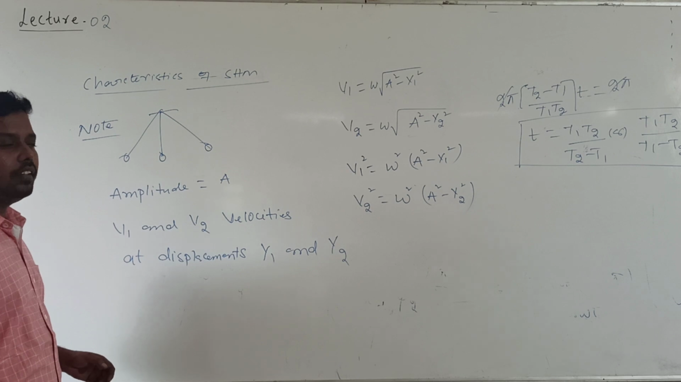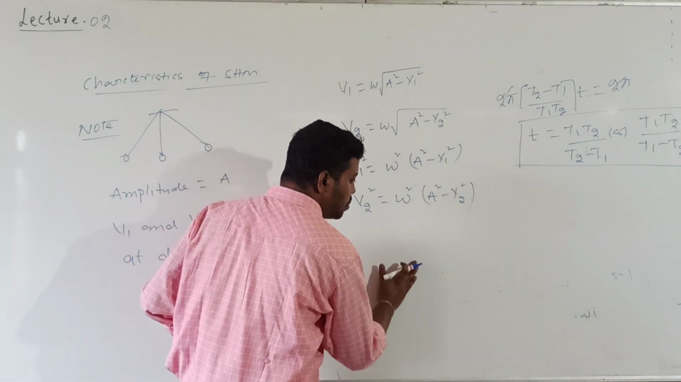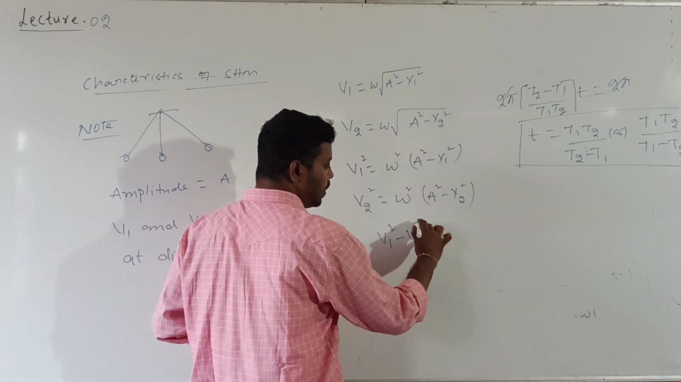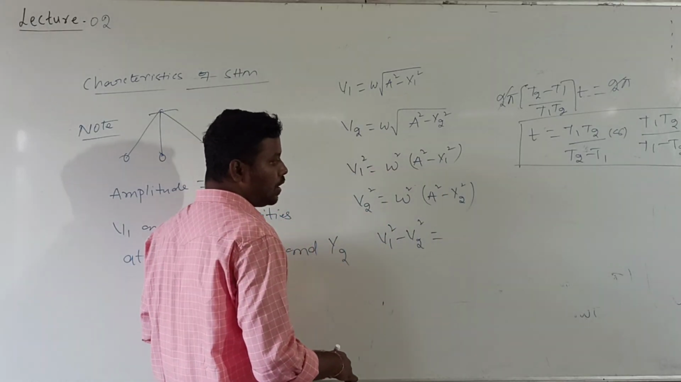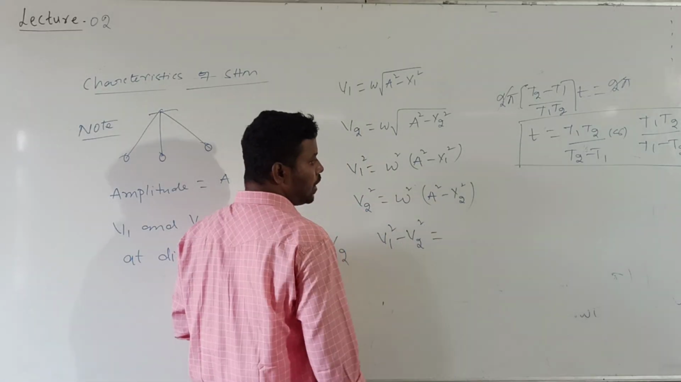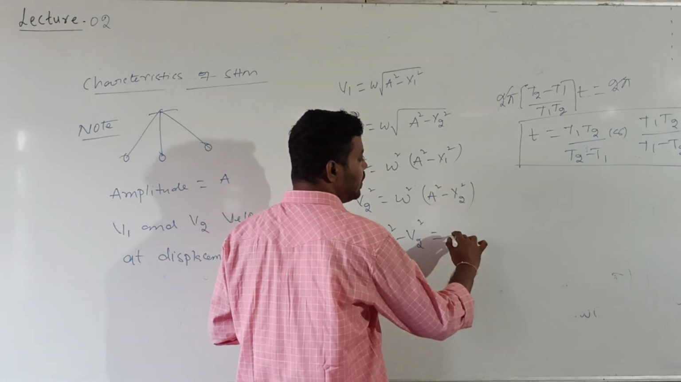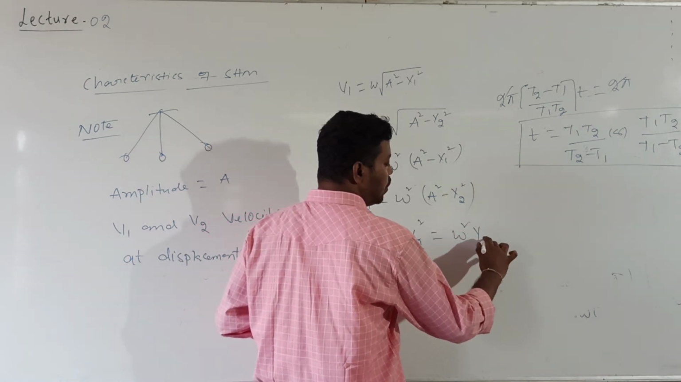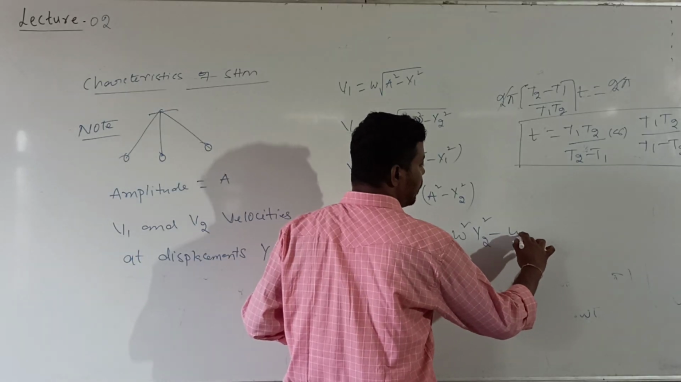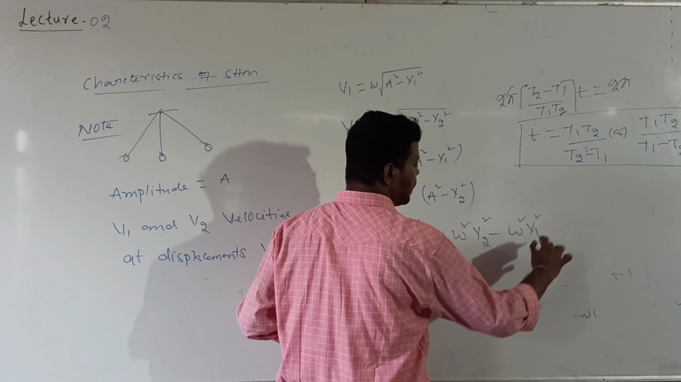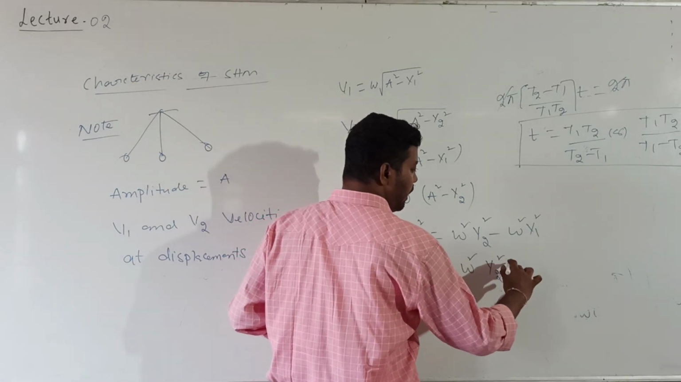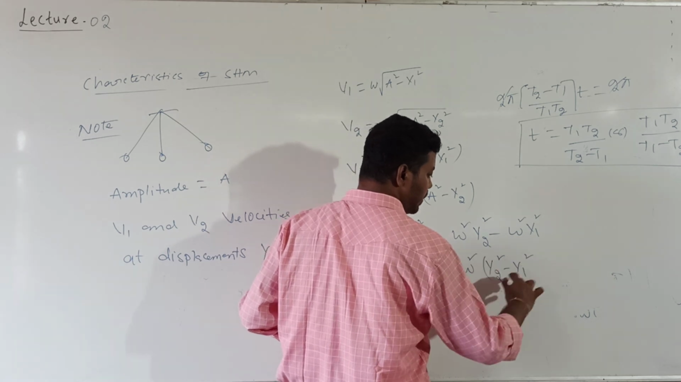Now, can I subtract these two? What is v1 square minus v2 square equal to? Omega square into a square will be cancelled, leaving omega square into y2 square minus omega square into y1 square. Taking omega square common, we get omega square into y2 square minus y1 square.